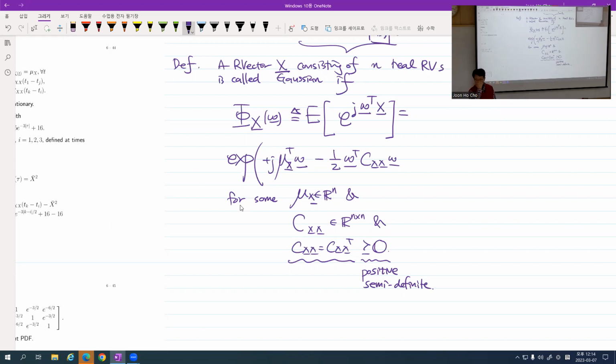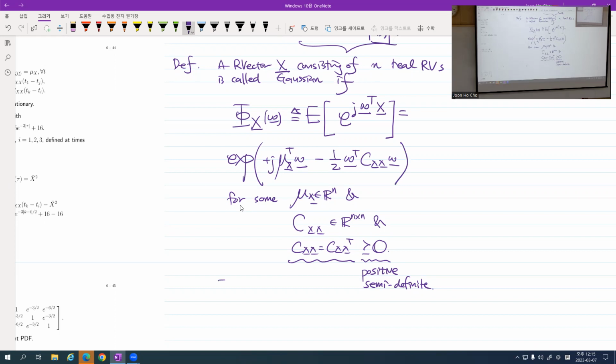Okay. So Gaussianity over a random vector is defined in terms of its joint characteristic function. This is the joint characteristic function. And the joint characteristic function is an exponential function with the exponent given by what? Two terms. The first term involves a vector. The second term involves some positive semi-definite matrix, and it's quadratic.